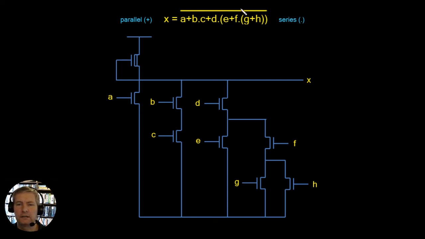And you can see here, it's quite easy to read it off. We can say A is going to be in parallel with B, which is in series with C, which is going to be in parallel with D, which is in series with E, which again is going to be in parallel with F, which is in series with G, which is in parallel with H. And then we're just following the series and parallel with the plus and the dot.